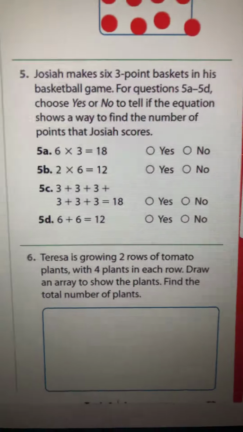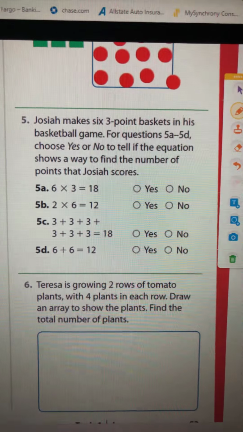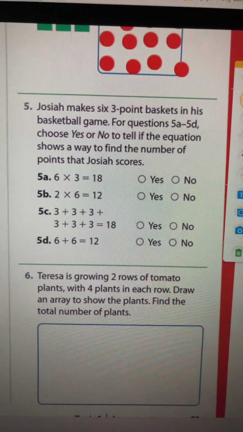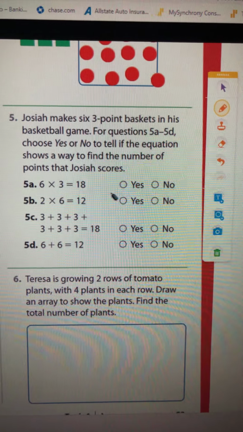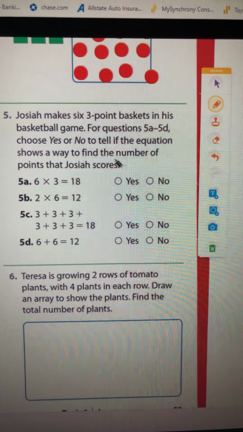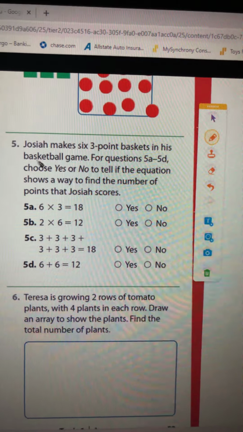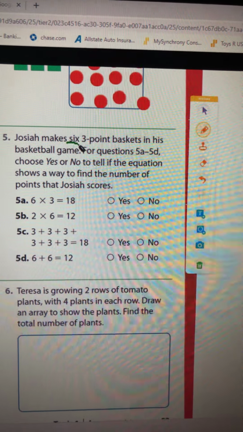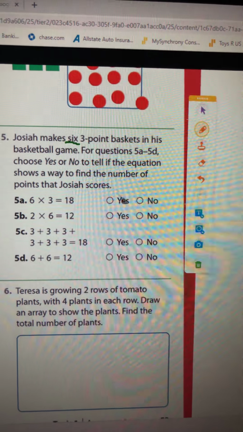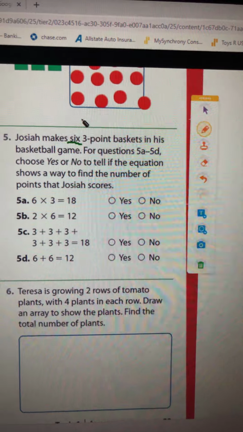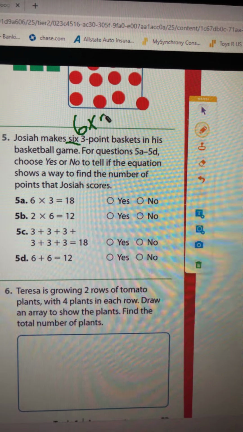All right, going over. Now this is number 5, and we're going over because it's side to side. I want you to be able to see everything. Okay. Now here's some no's and yeses. So on your test, you would bubble in the little bubbles if it matches the word problem. This says Josiah, this basketball player, makes 6 3-point shots. Okay, he makes 6 of them. He's doing pretty good. So that is 6 shots that are each 3 points.